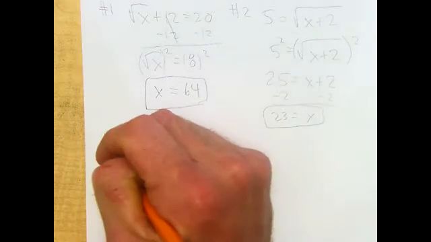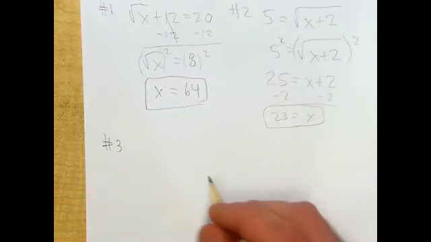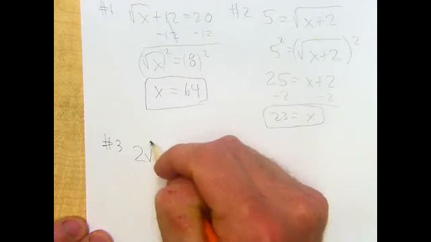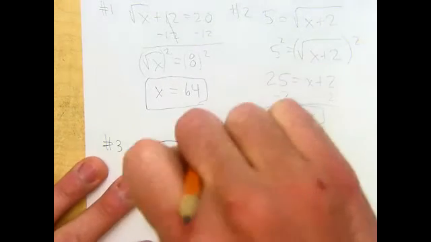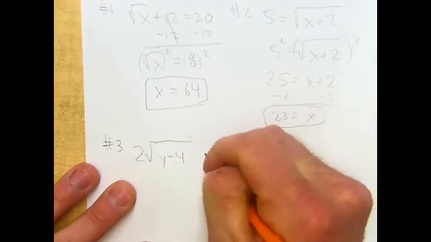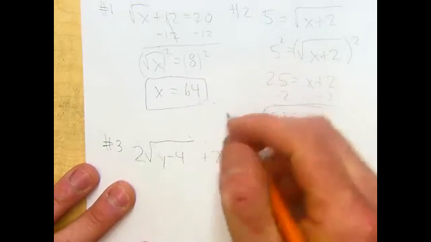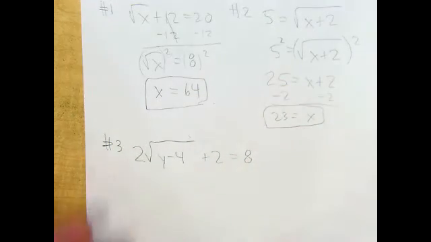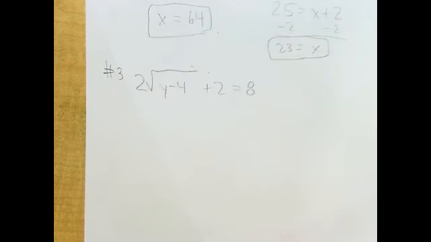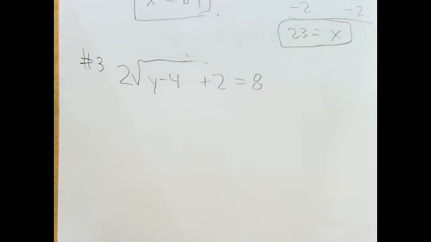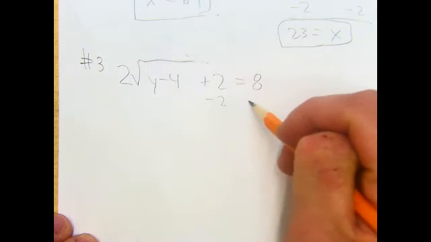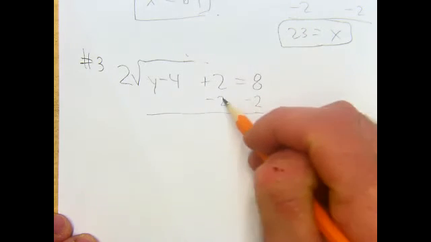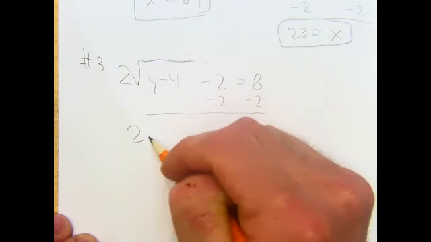Okay, we'll get a little tougher here for number 3. 2 square root y minus 4, and then a plus 2 outside of the square root, and equals 8. And we're trying to solve that down for y. So the order of the steps is we got to take care of this first, the thing that's added on the end. So minus that 2 off first.